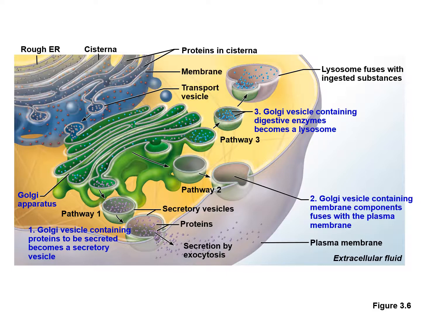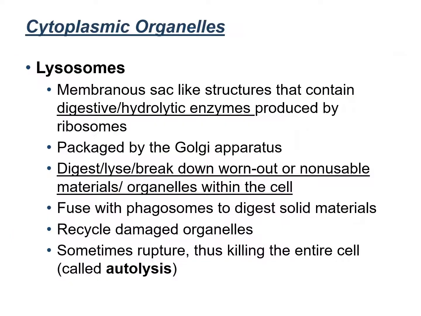So the Golgi vesicle containing these enzymes would go and fuse with the lysosome so that the lysosome may get all the materials that it needs. So what are lysosomes? Lysosomes are sac-like structures present inside the cell. There could be more than one lysosome in a cell, and the lysosomes contain really strong enzymes which are hydrolytic or digestive in nature. That means these enzymes can be used to digest or break down anything that is not required or the non-usable materials in the cell.